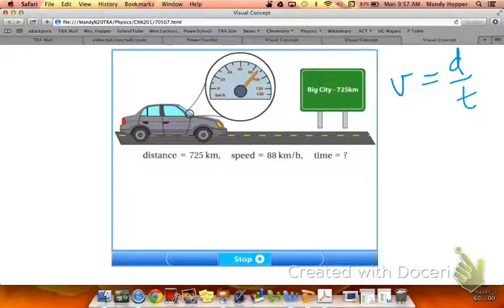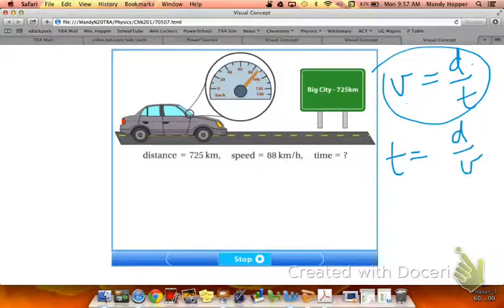If I rearrange this equation to get time all by itself, what happens to your V and your D? V is under D. Okay? Now I'm going to just plug in units. Distance, the unit over here is km. What does km stand for? Kilometers. And for velocity, it's km over h, which is kilometers per hour.